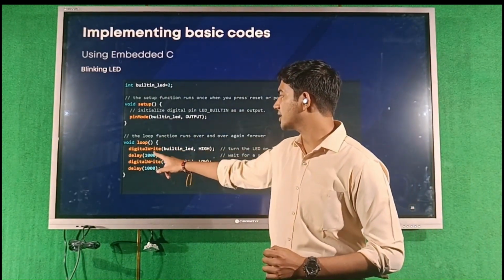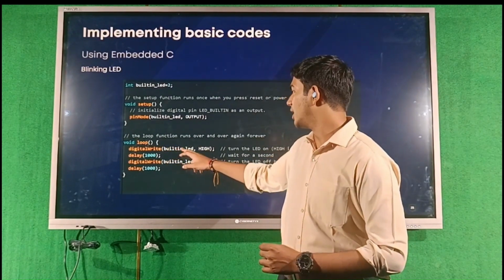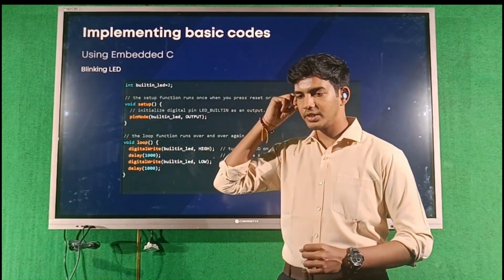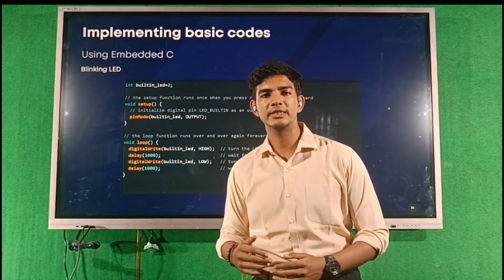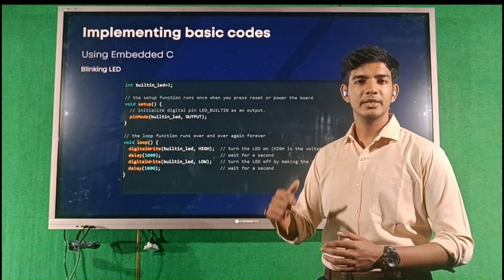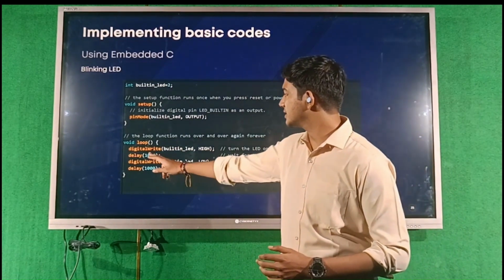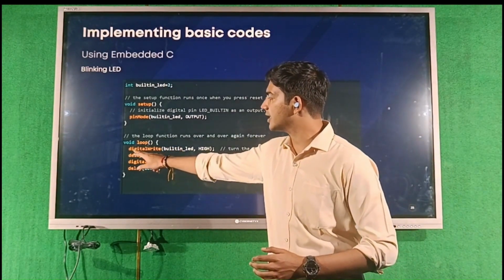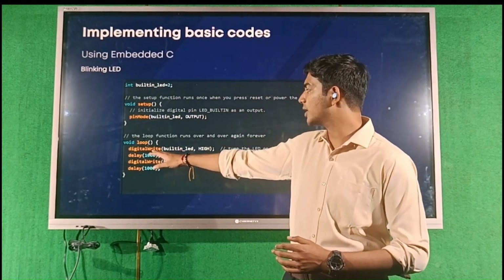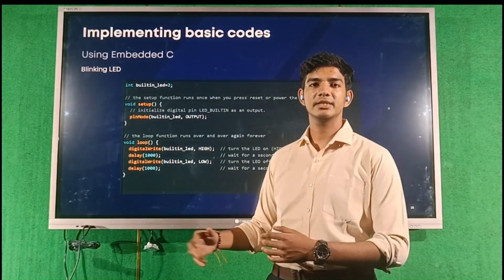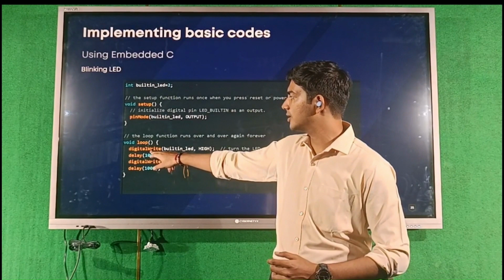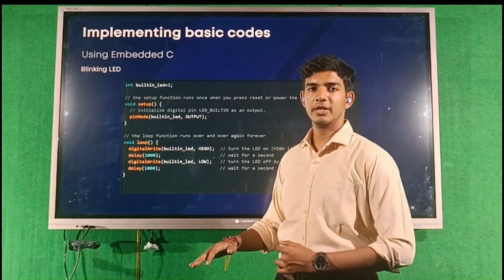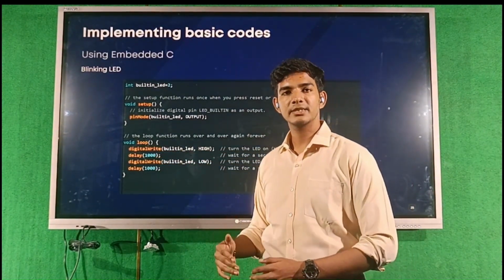As you can see, digitalWrite is used. DigitalWrite is basically used for digital readings. If you know about digital readings, that is 1 and 0, high and low. So digitalWrite built-in. It's a case sensitive thing. You can't change this, like you can't write W as a small letter. So that's called a case sensitive thing.